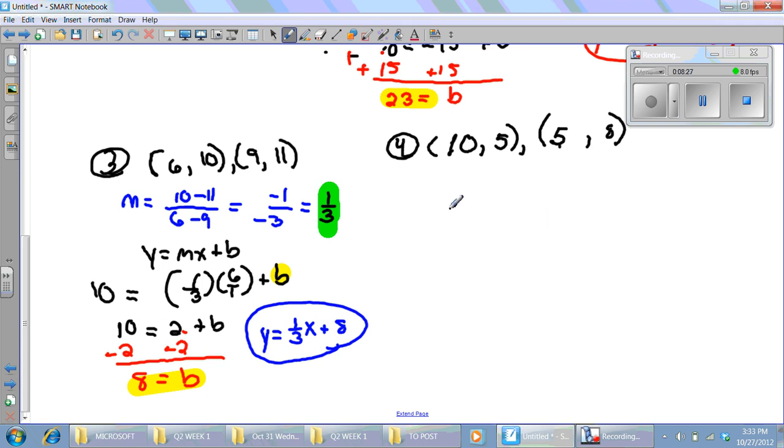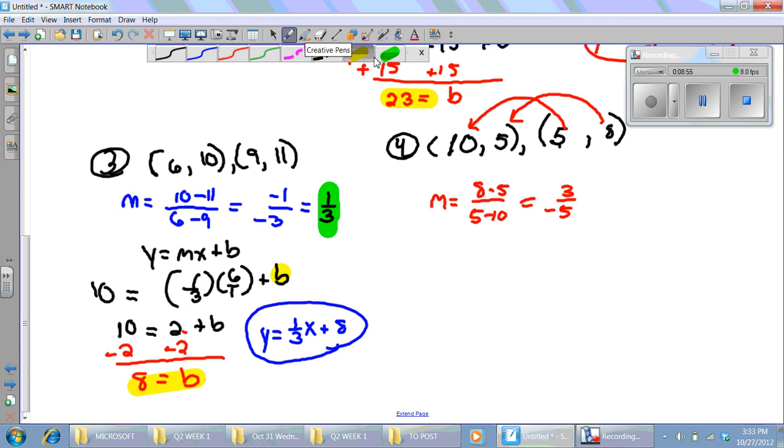All right, step 1, find the slope. So I'm going to go 8 minus 5, which means I must go 5 minus 10. Yes, I went 8 minus 5 this time, and so I'm going to go 5 minus 10. I'm going to get a slope of negative 3/5. And so now I have my slope. I'm halfway home. So I like the slope in green just to be consistent.